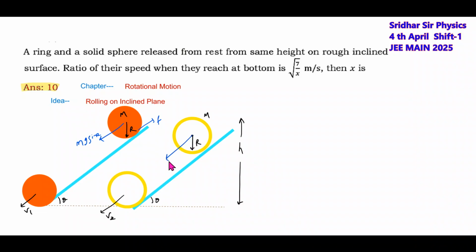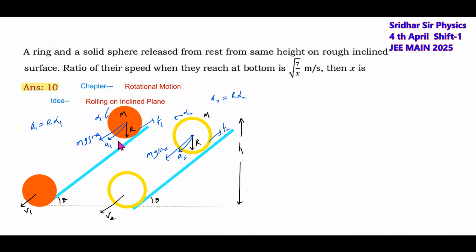Mg sine theta and the rolling friction. Of course, rolling frictions will be different, and they will have different accelerations also. As it is pure rolling, the net work done by rolling friction is zero. Only gravity does work. So V1, V2 we have to calculate, the speed when they reach the bottom of the incline.